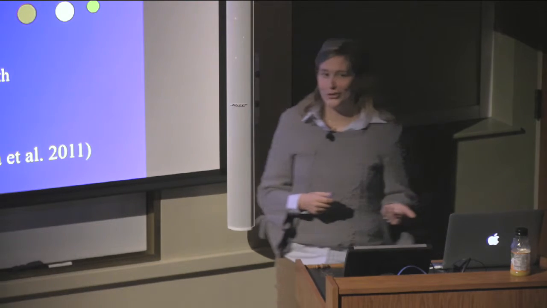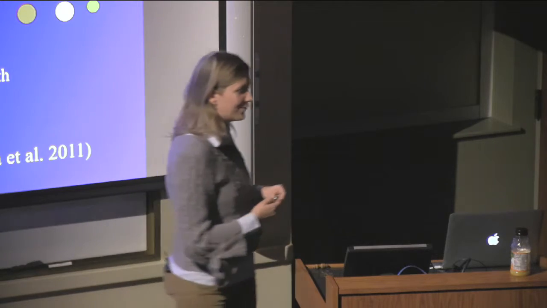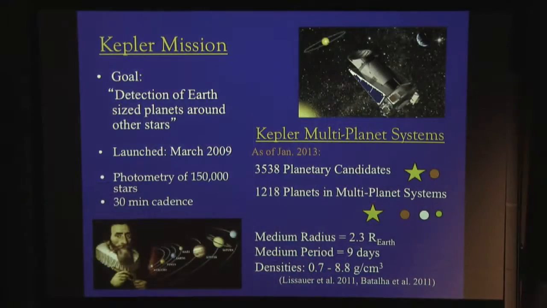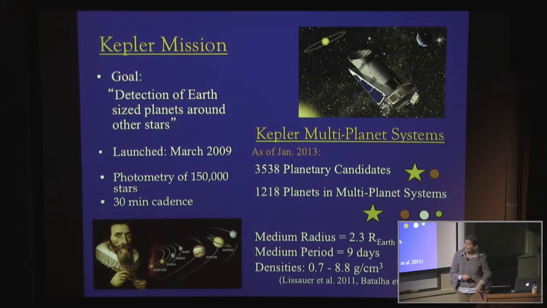So you probably don't need to know more about the Kepler mission, and you're probably all fairly familiar with it, but let me just summarize it very briefly here. The goal of the mission was to detect Earth-sized planets around other stars. It was launched in 2009, and it's been taking photometric measurements of more than 150,000 stars with a 30-minute cadence. And it's returned a very large number of planetary candidates. I think we are up to more than 4,000 right now.